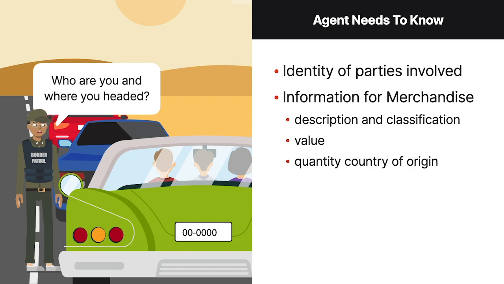Customs needs to know the identity of the parties involved, the buyer and the seller, information on the merchandise, the description and tariff classification, which Myron will cover for you later, the value of the merchandise, the quantities, the country of origin, and any other information that's necessary to enforce a variety of regulations. And of course, they want their money, the duty payment.